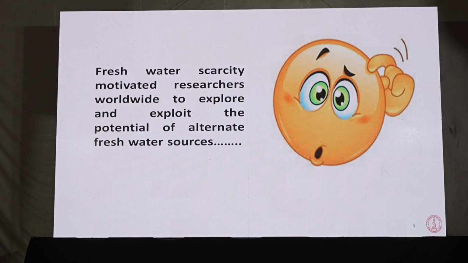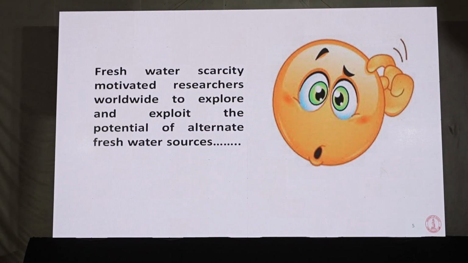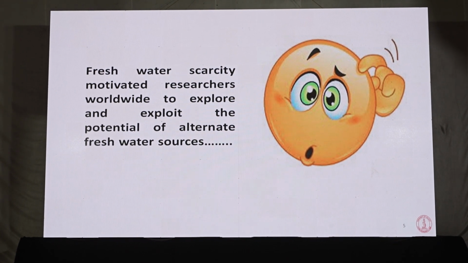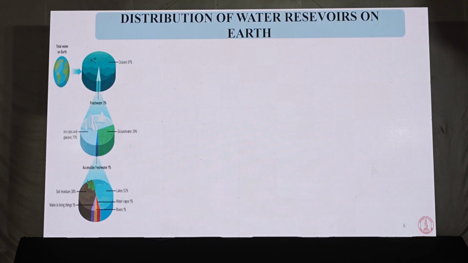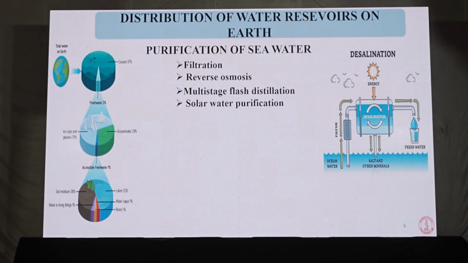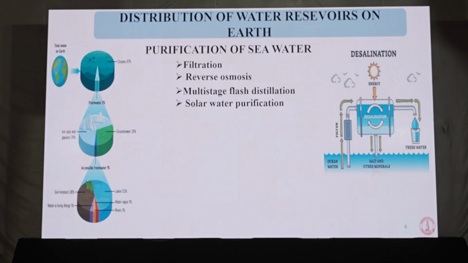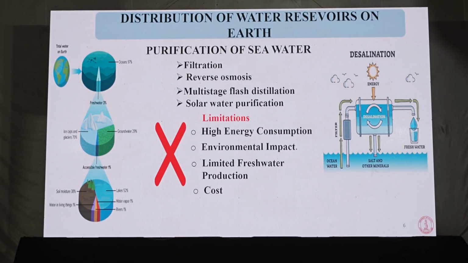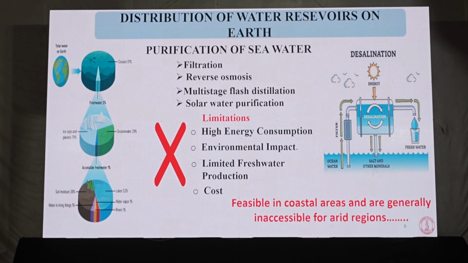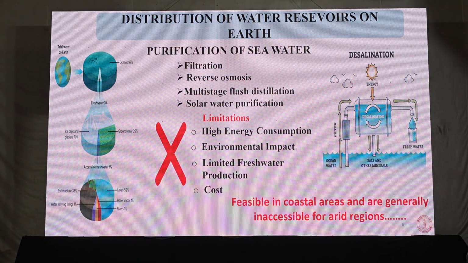So freshwater scarcity motivated researchers worldwide to explore and exploit the potential of alternative freshwater sources. Let's have a look at the distribution of water reservoirs on Earth. Of course, the major source is the sea, so the most adopted strategy was desalination. But it has some limitations, the major one being that it is feasible in coastal areas and generally inaccessible for arid regions. So we need a solution which is applicable everywhere in the world.